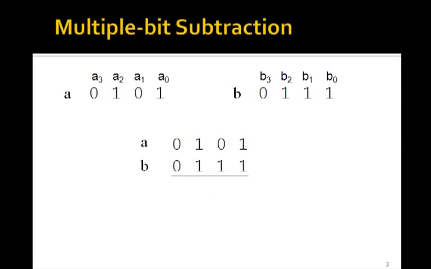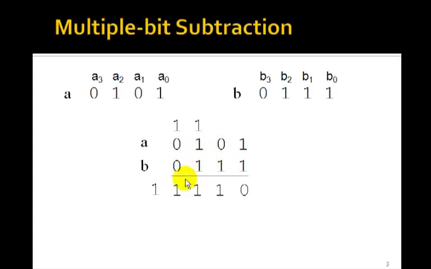Let's try subtracting two 4-bit numbers. That is, we're going to subtract B from A. A is 5, B is 7. So let's do this subtraction. 1 minus 1 is 0. There's no borrow. 0 minus 1, remember, that's just 1 and a borrow. 1 minus 1 is 0. Minus 1 is another 1 and a borrow. And 0 minus 0 is 0. Minus 1 is another 1 and a borrow.